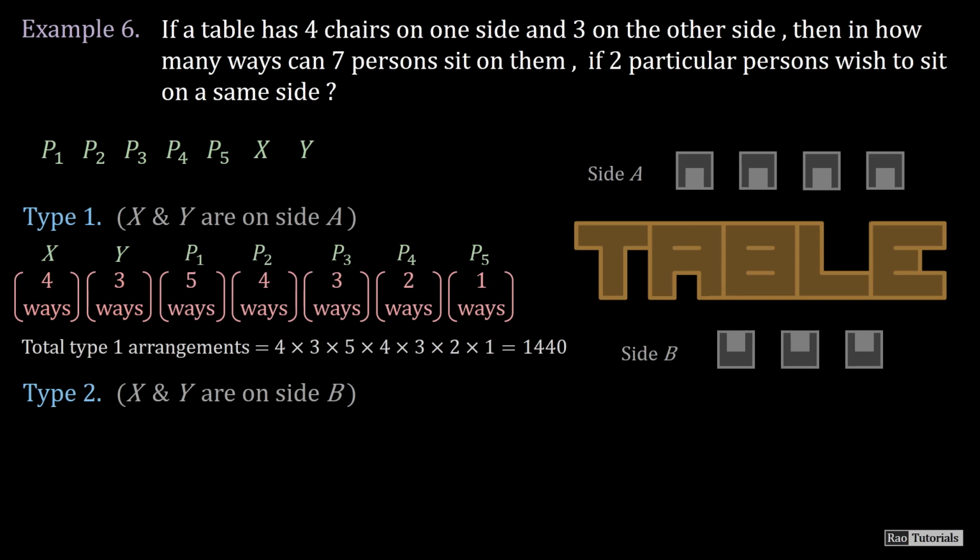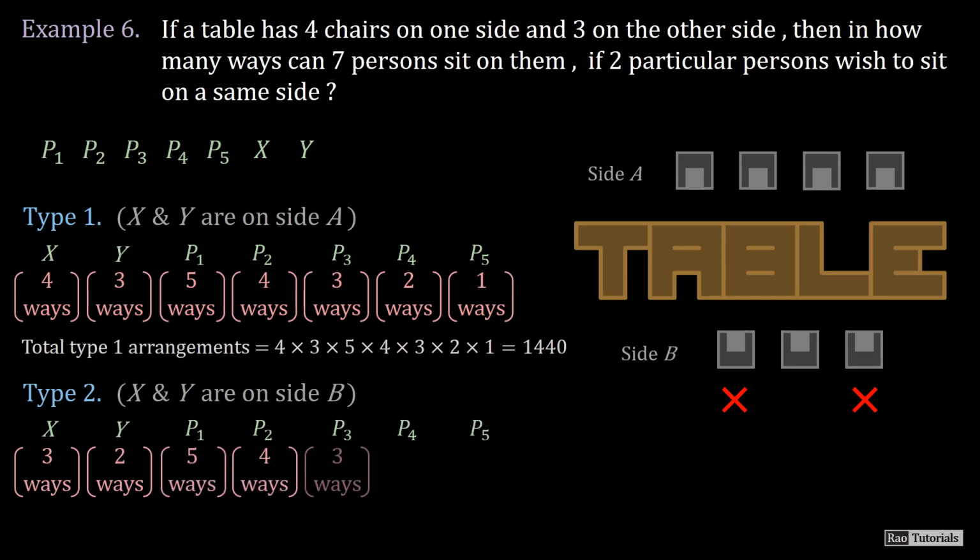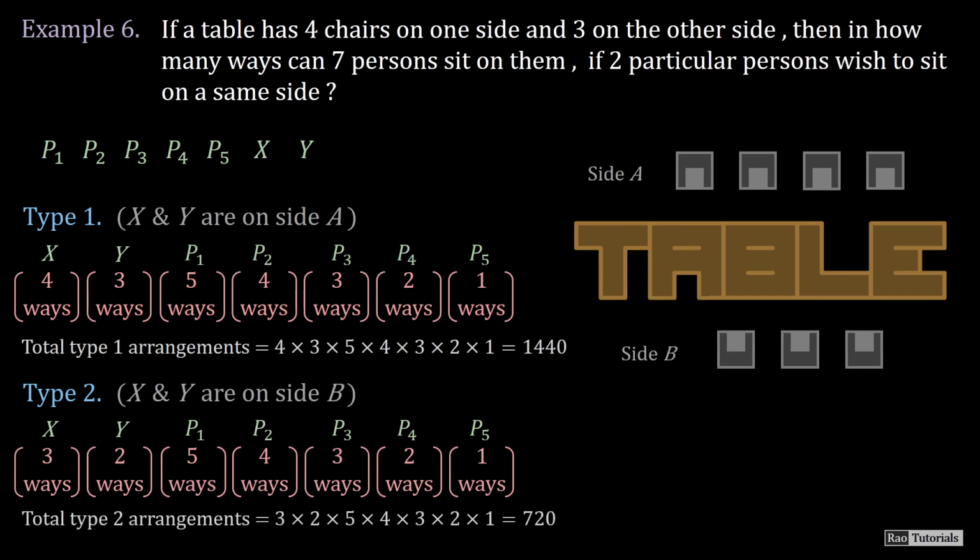For type 2 arrangements, X and Y both have to be on side B, so X can take a seat in 3 ways and then Y can sit in 2 ways. After Y sits anywhere on side B, the remaining 5 persons, just like in the previous type, can sit in 5, 4, 3, 2 and 1 ways. So total type 2 arrangements is 720.